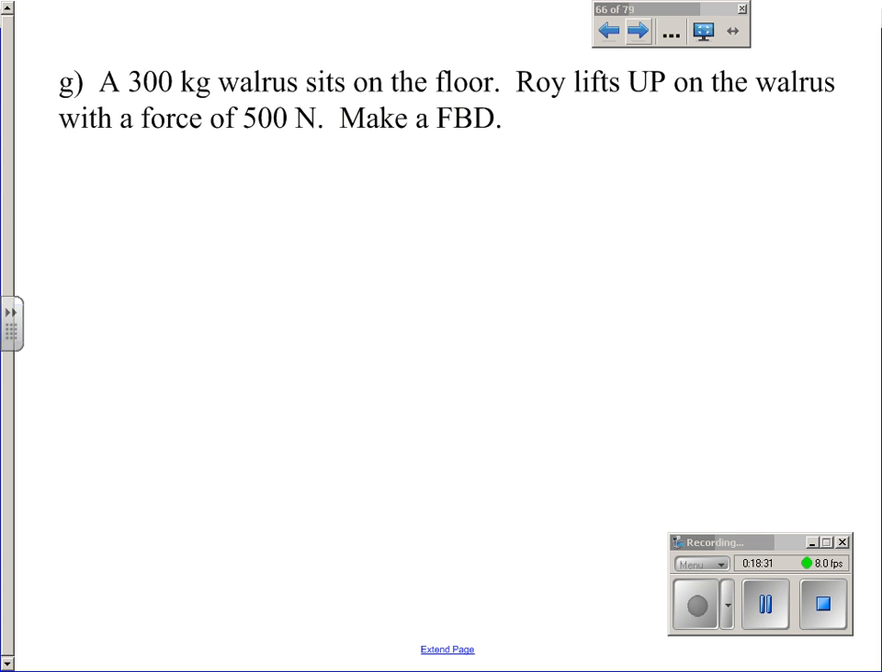Kaboom. So here we go, walrus. Can I draw a walrus? I don't know. There, walrus. All right, so he's got a mass of, I'm going to totally go over my time.